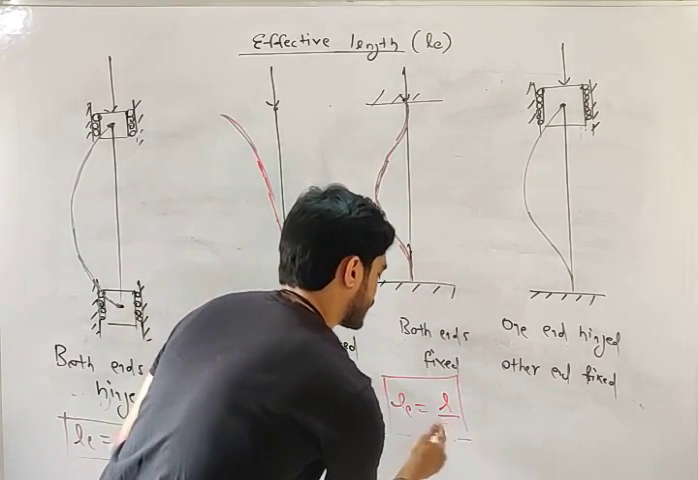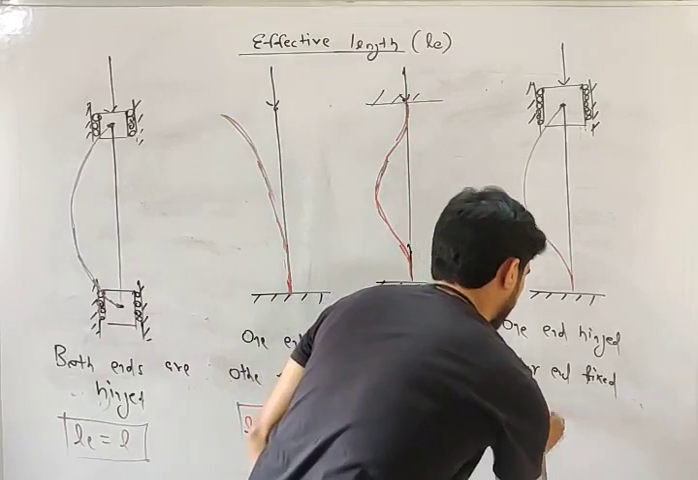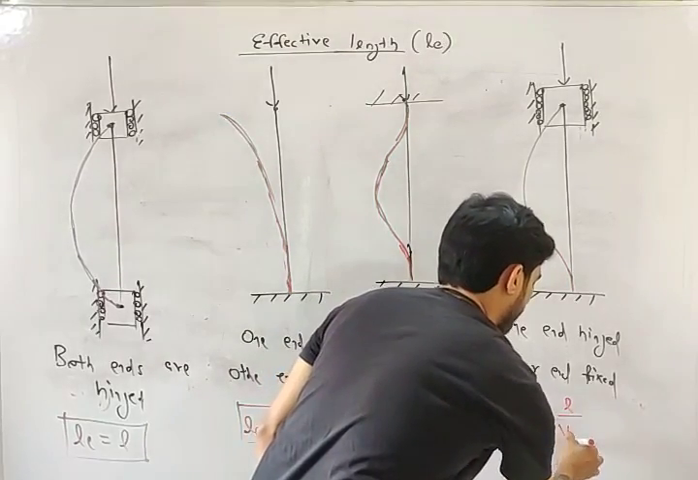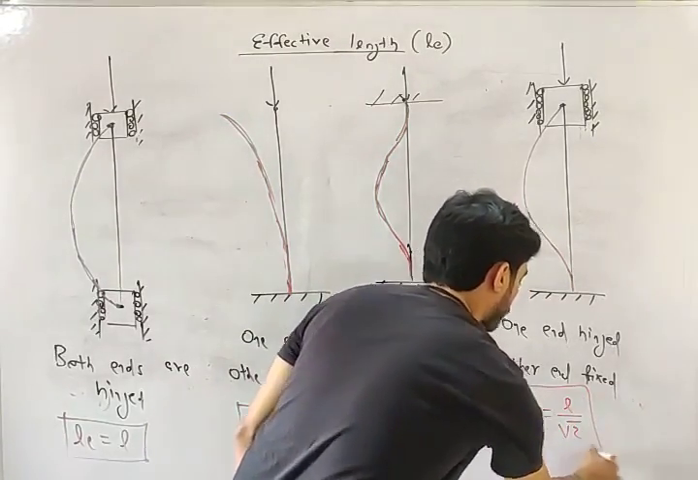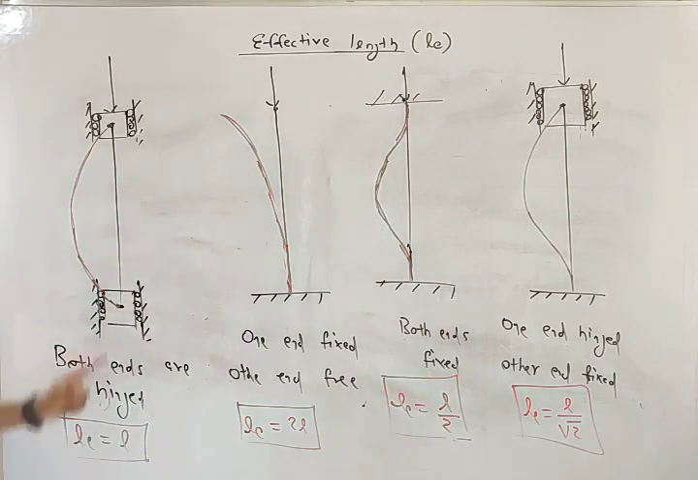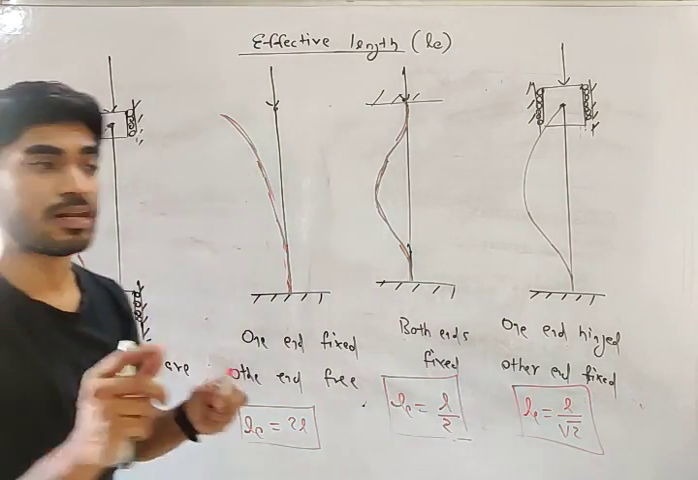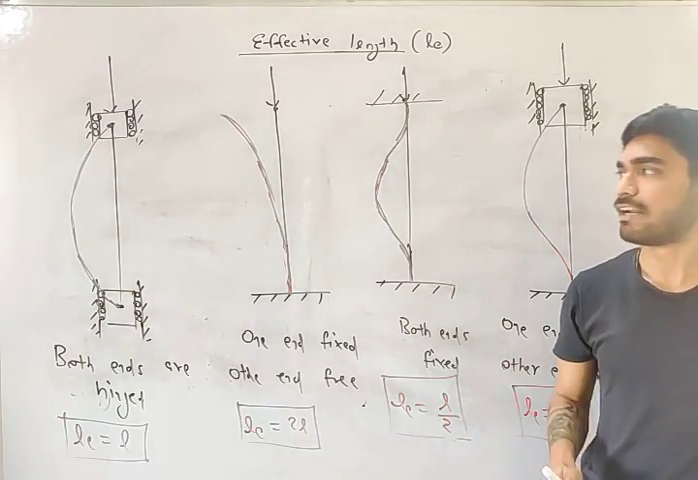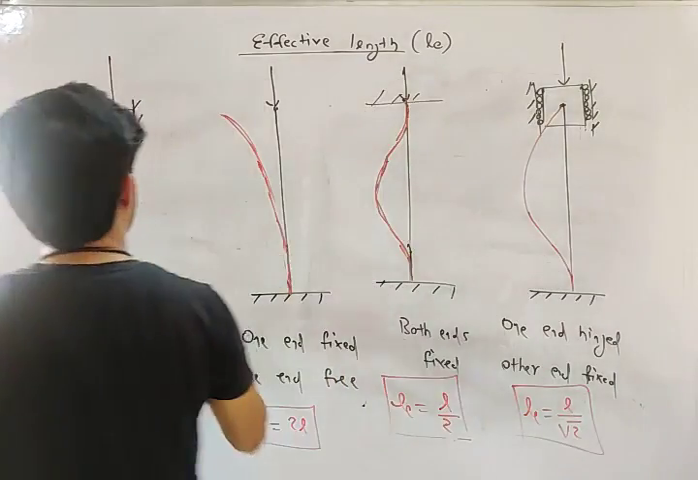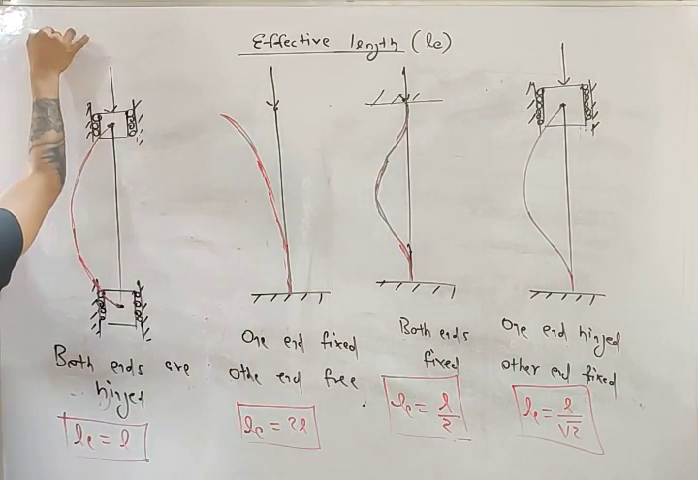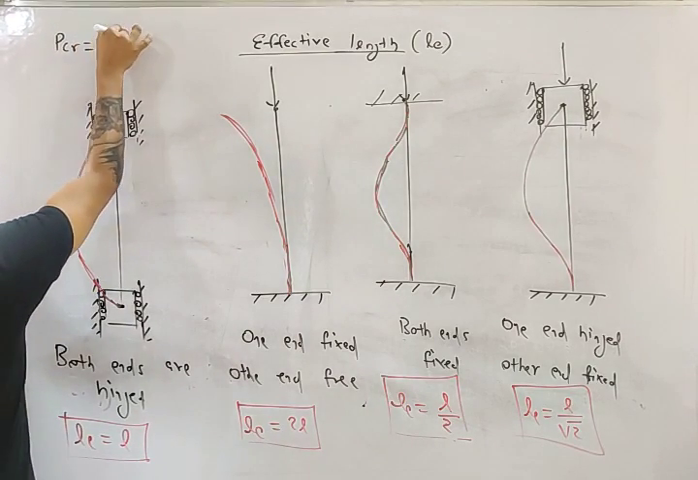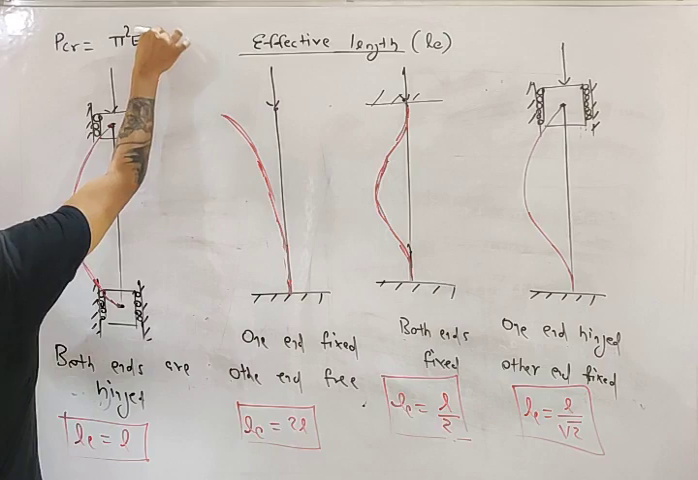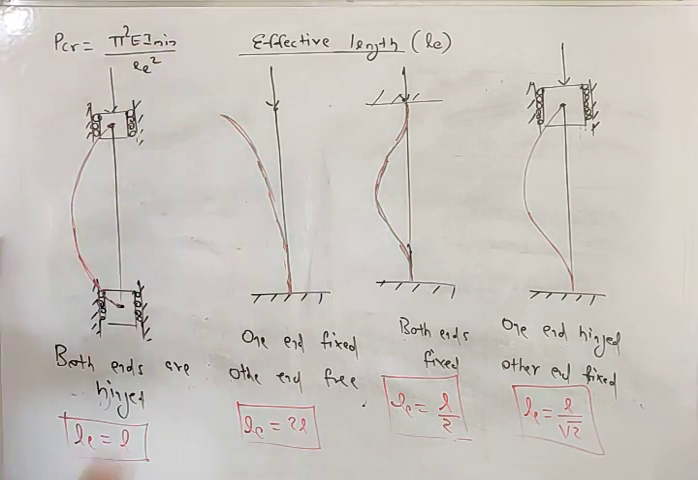And in this case, one end fixed, other end hinge, effective length is given by L by root 2. So look at this, my friend. In all four conditions, effective length will be different, and if effective length will be different, P critical will be different. What was the equation of P critical? P critical equals pi square EI minimum by LE square, right?